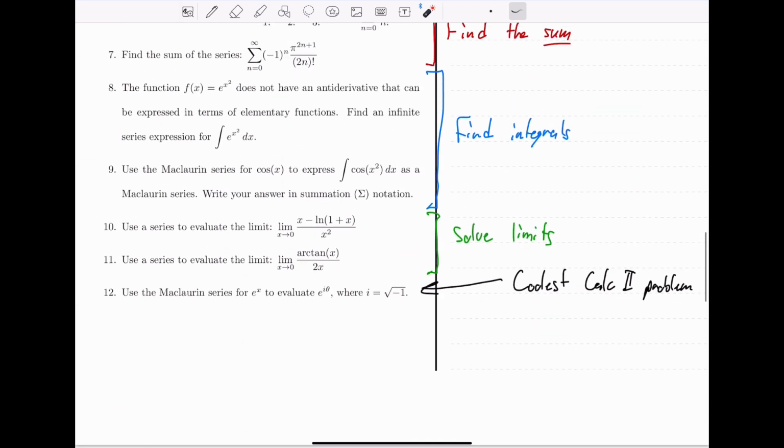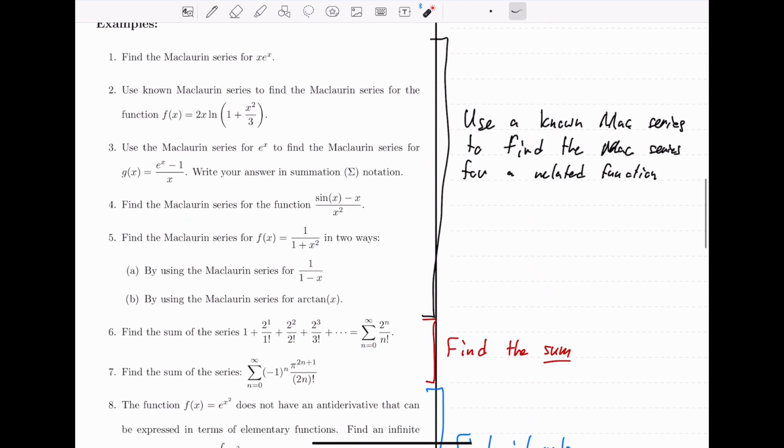Let's solve example 2. For example 2, we're going to use a known Maclaurin series to find the Maclaurin series for the function f of x equals 2x times the natural log of 1 plus x squared divided by 3. What we're going to use here is the Maclaurin series for the log function, natural log of 1 plus x. If we look on the front page of the handout, we will see the Maclaurin series for natural log of 1 plus x. That's what we'll use to get the Maclaurin series for this related function.